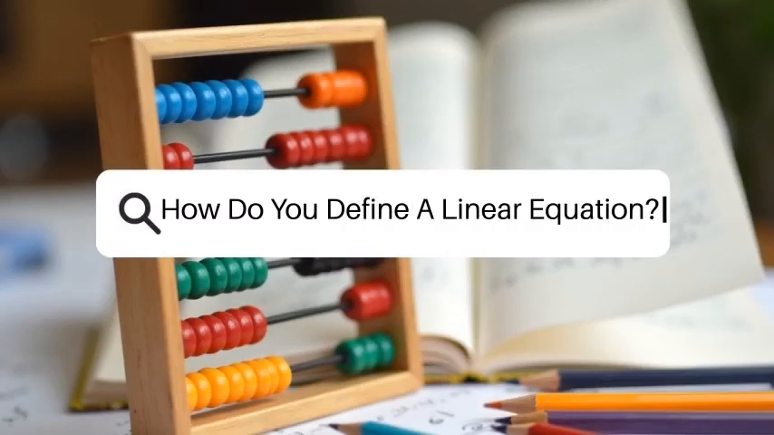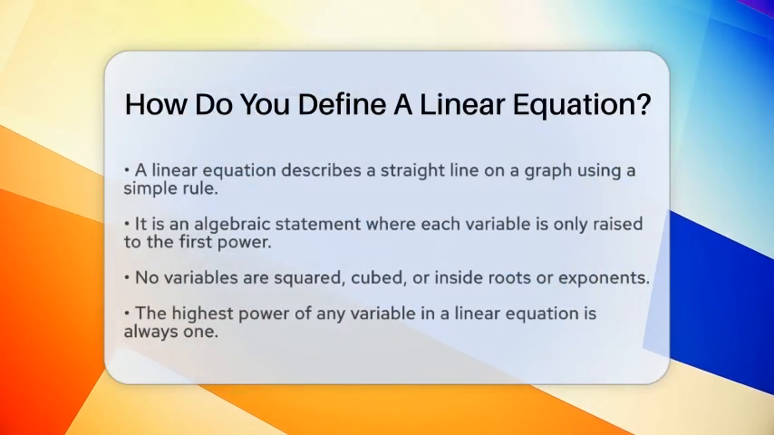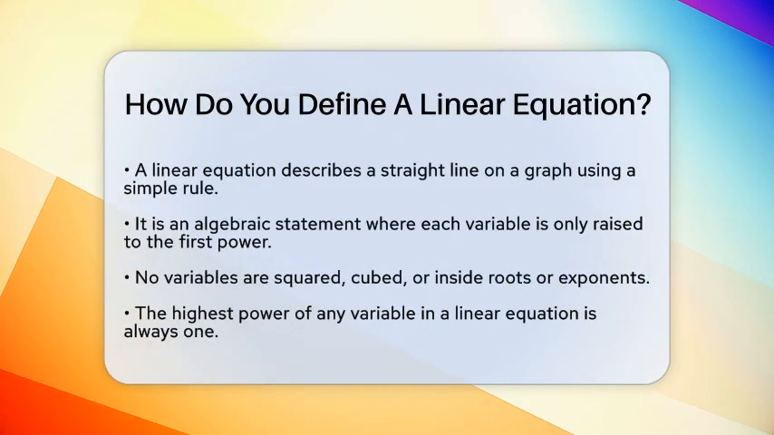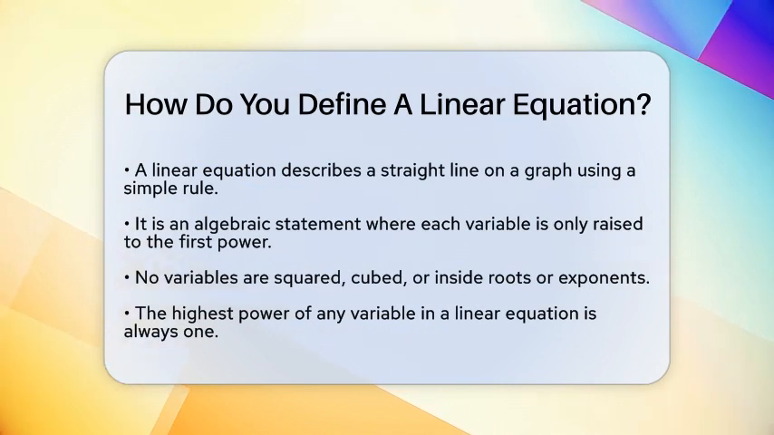How do you define a linear equation? Imagine trying to describe a straight line on a graph with just a simple rule. That rule is what we call a linear equation. It is an algebraic statement where each variable is only raised to the first power.